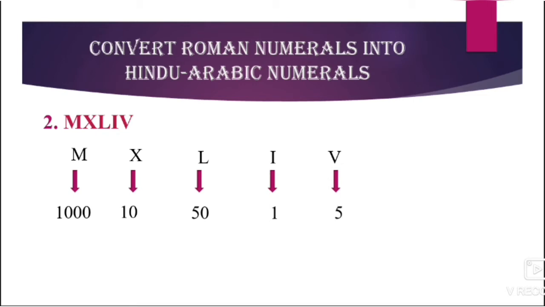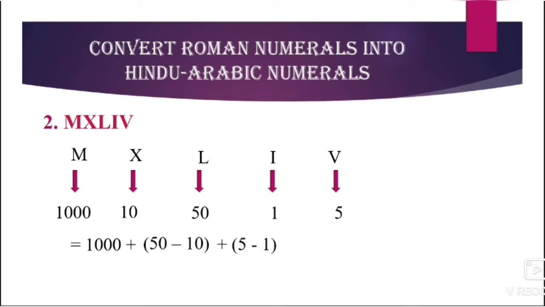Here, 10 lies between 1000 and 50. If a smaller numeral appears in between two larger numerals, it is always subtracted from the larger numeral just after it. So, write 1000 and subtract 10 from 50. So, 50 minus 10. 1 is lesser than 5. So, subtract 1 from 5. So, 5 minus 1.